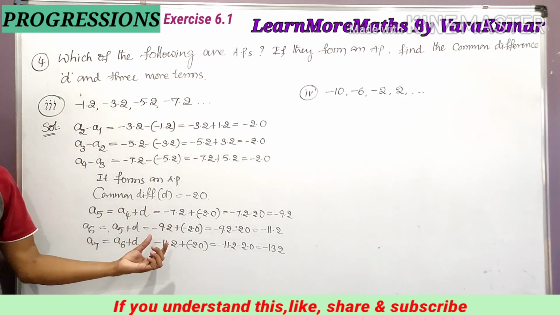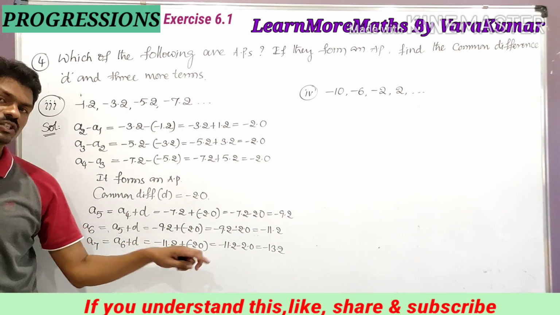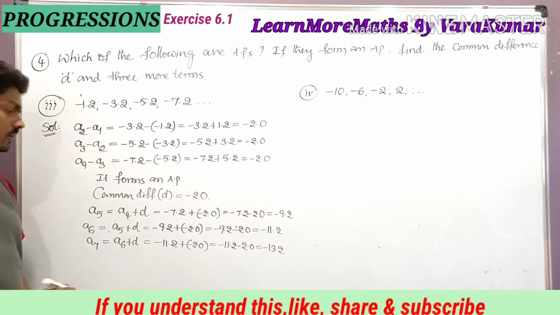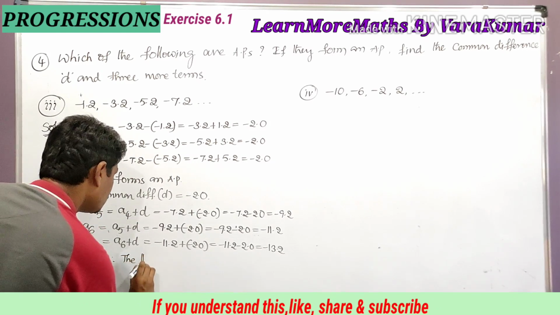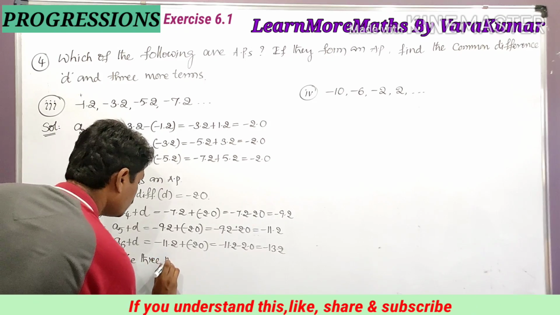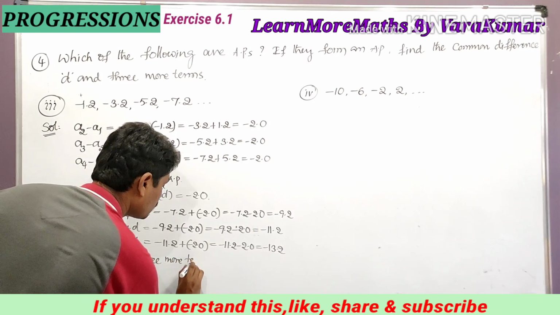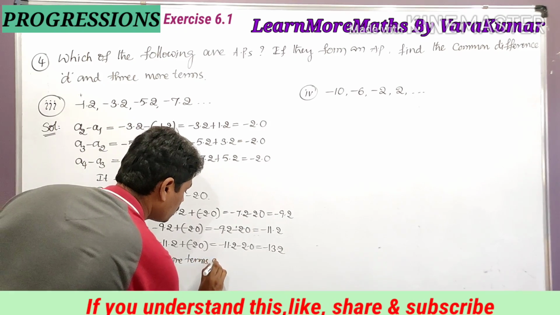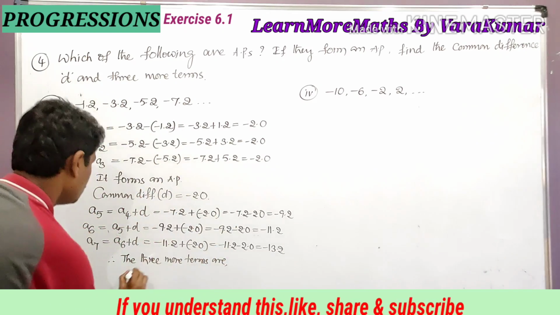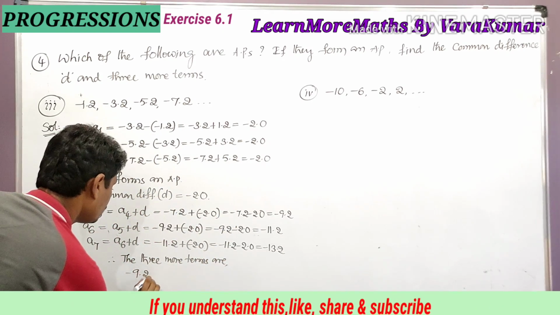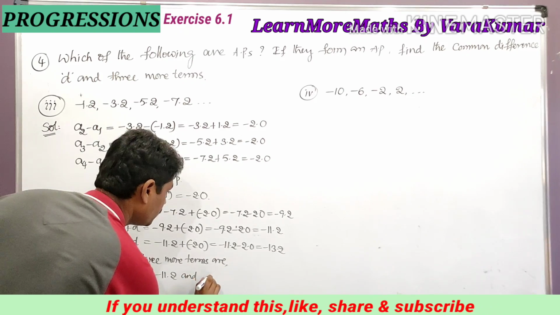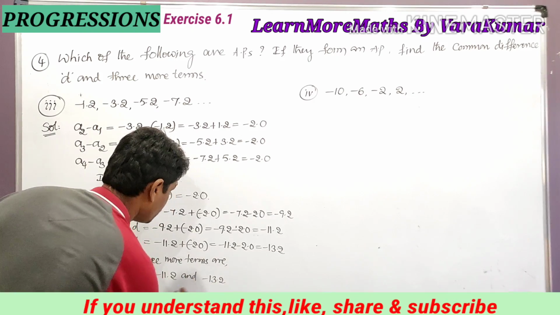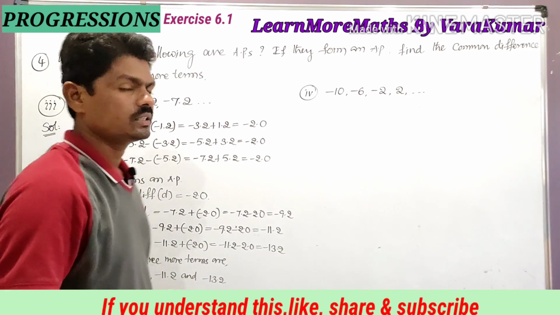So just we have to add a common difference to the preceding term, student. Therefore the three more terms are minus 9.2 comma minus 11.2 and minus 13.2. So these are the three more terms.